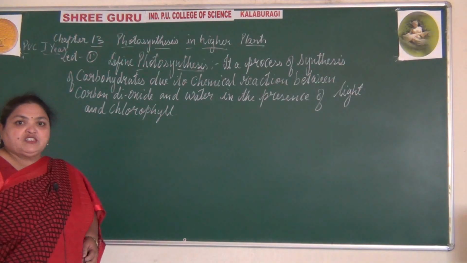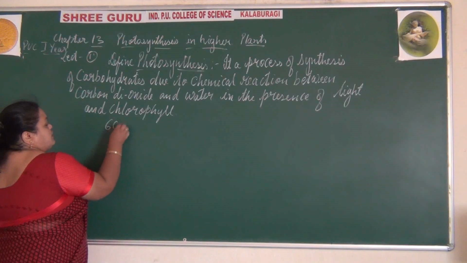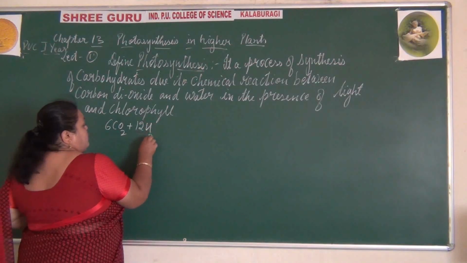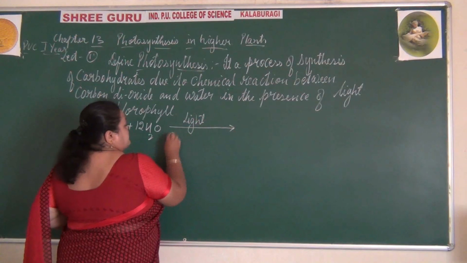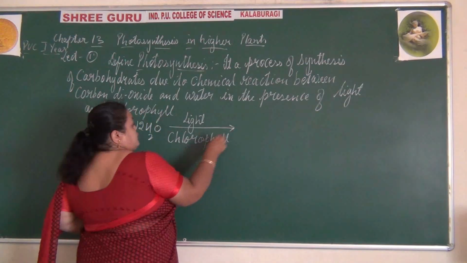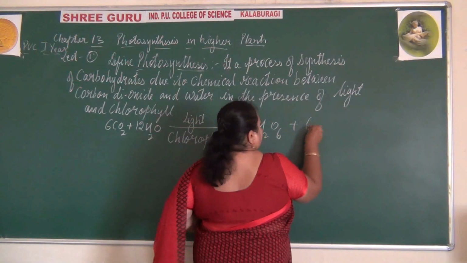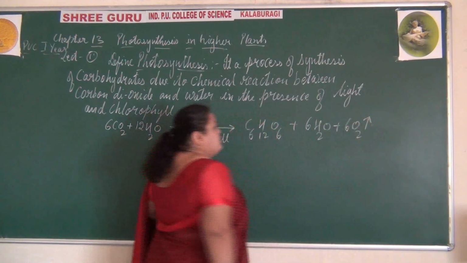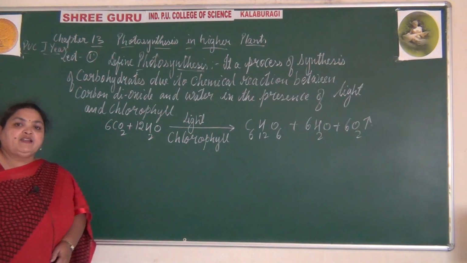If you go with the equation, there is an equation for photosynthesis where 6 molecules of carbon dioxide react with 12 molecules of water in the presence of light and chlorophyll to form glucose with the release of oxygen. If you are perfect with the equation, you can clearly define.